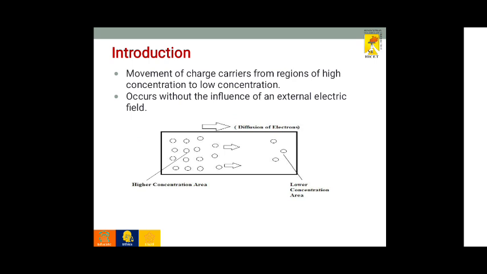In a PN junction, diffusion current arises from the movement of charge carriers, both the electrons and holes, from the region of higher concentration to the region of lower concentration. This current flows due to the concentration gradient across the junction. Specifically, electrons diffuse from one side to the other side. This diffusion current occurs without the influence of an external electric field. So we are not applying any DC source or AC source.